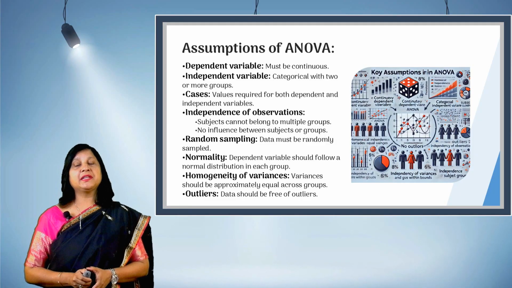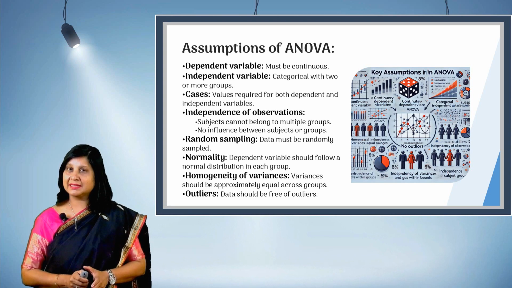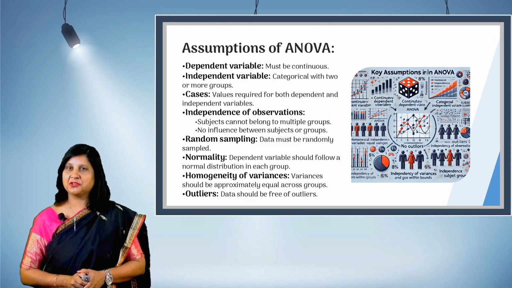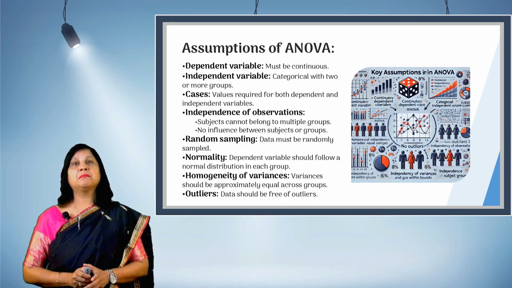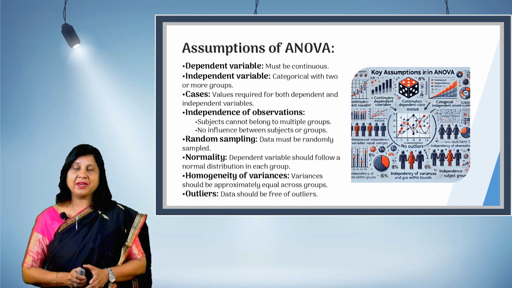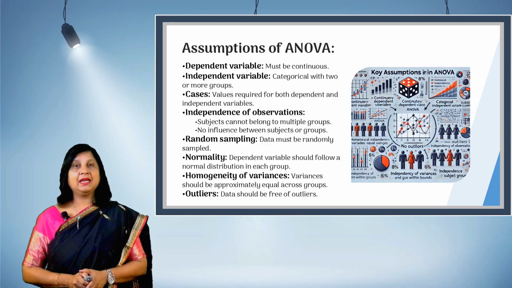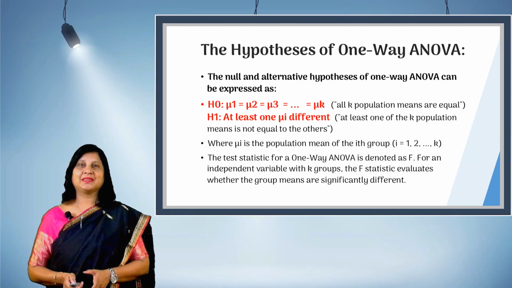Fifth, you should take a random sample of data from the population. Sixth, the dependent variable should be normally distributed, or approximately so, for each group. Seventh, homogeneity of variances must be met. That is, variances should be approximately equal across groups. And eighth, there should be no outliers.